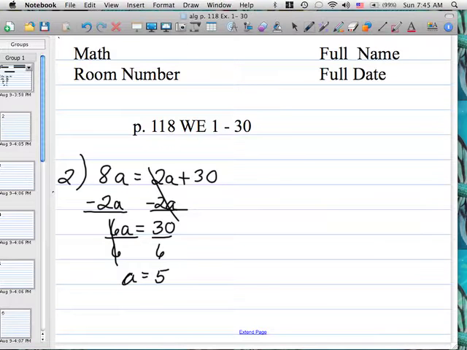Remember, you can always check your answers by plugging them back in. 5 times 8 is 40. 2 times 5 is 10, plus 30 makes 40.